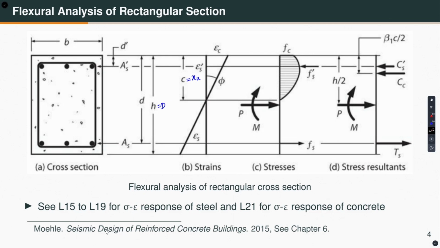Let us recall that, to be able to do the analysis of a reinforced concrete section, we need to recall the stress strain response of steel as well as concrete that we have discussed previously. If you go to lectures 15 to 19, we have discussed in some detail the stress strain response of steel, primarily structural steel, but you can also use some of that material for reinforcing steel. And we discussed in lecture 21 the stress strain response of concrete.